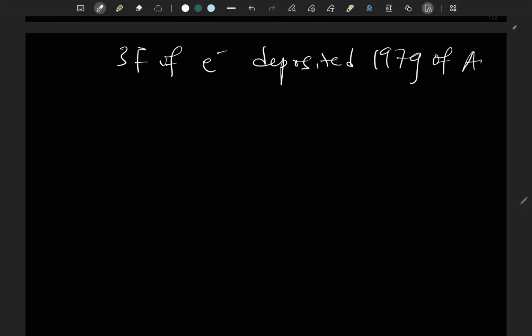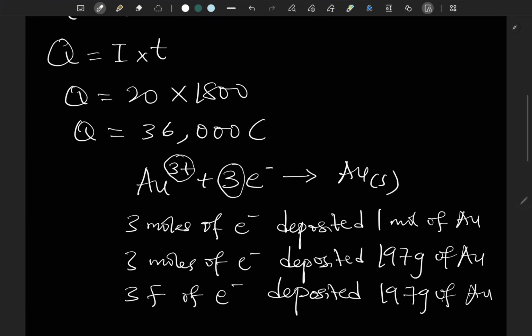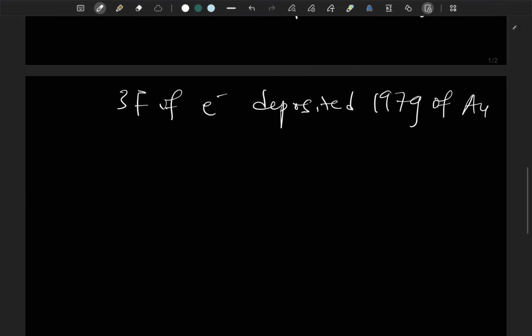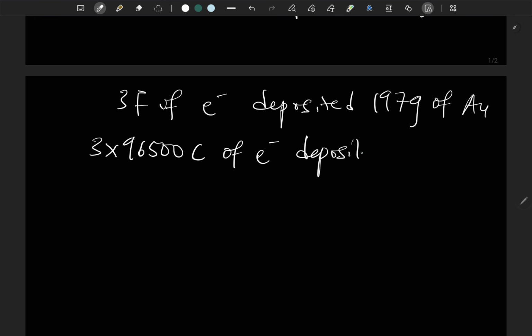Now what is the equivalent of 3 Faradays of electricity in coulombs? We know that 1 Faraday of electricity is 96,500 coulombs per mole, which means that 3 times 96,500 coulombs of electricity deposited 197 grams of gold. Are you following? We just multiply 96,500, which is equivalent to 1 Faraday, by 3 to know the quantity of electricity in coulombs that deposited 1 mole of gold, which is 197 grams of gold.